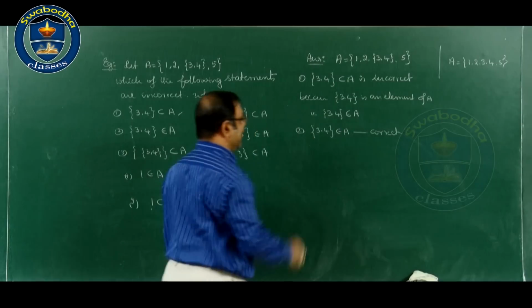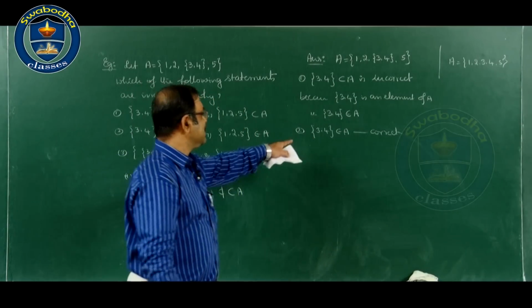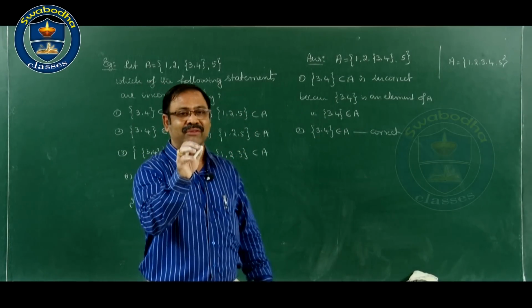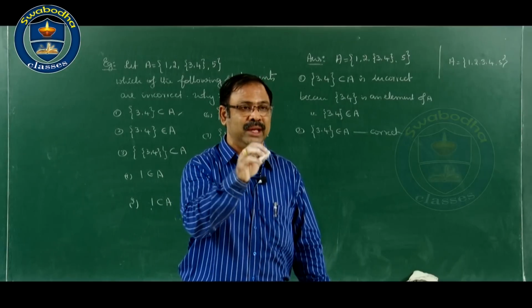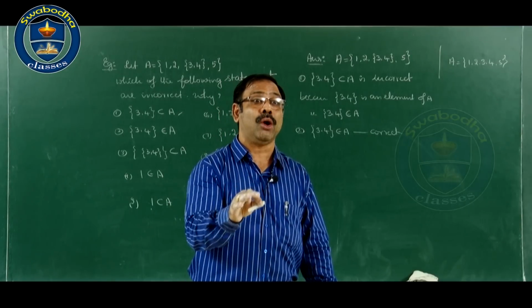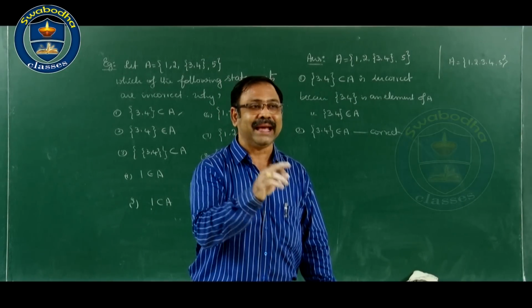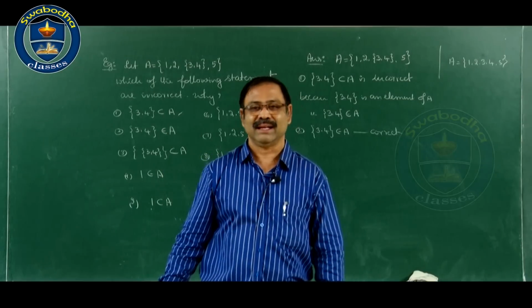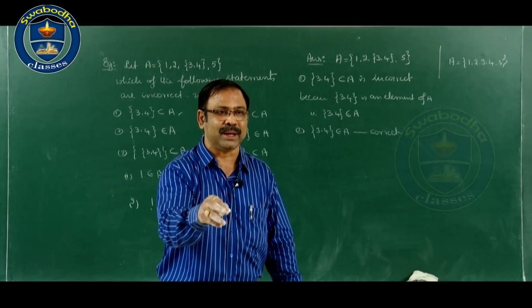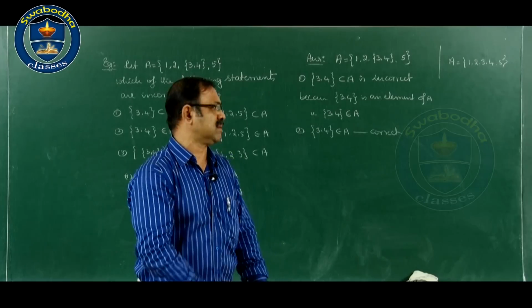Why? This is an element. Okay, this is an element. So when we consider these examples, an element always belongs to the set, but an element is not a subset of the set. For it to be a subset, what must it be? That must be a set first of all.